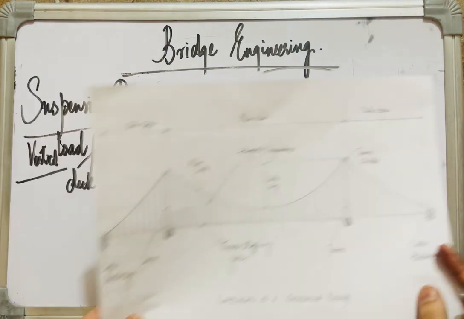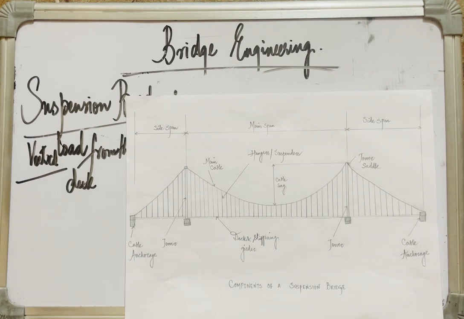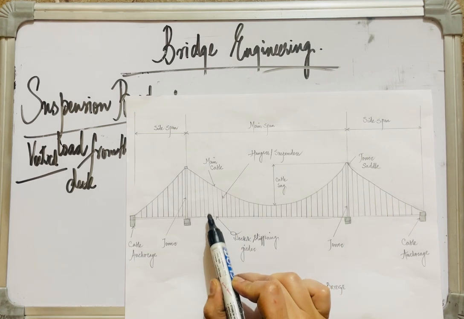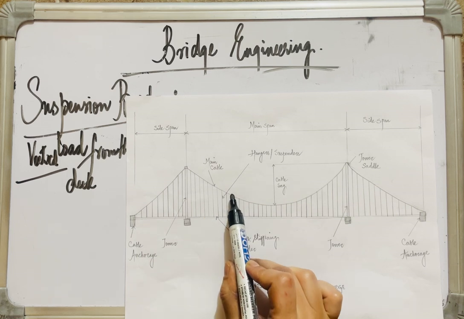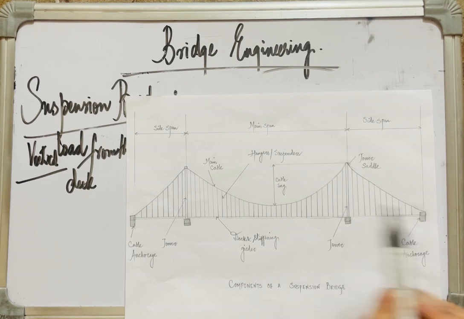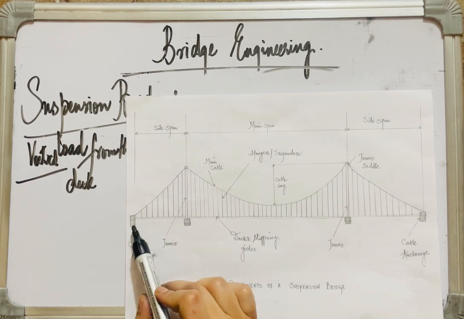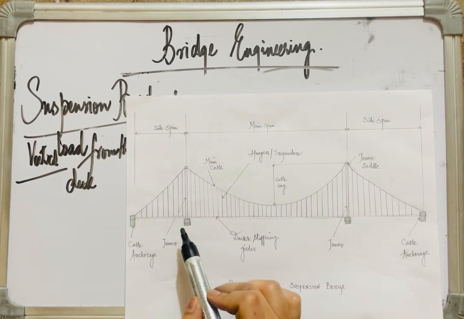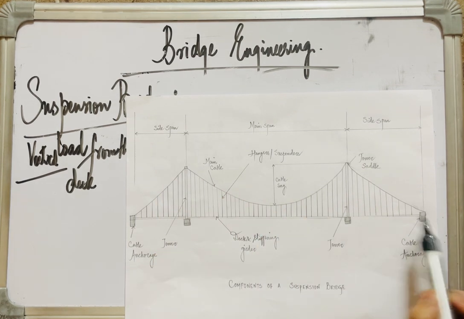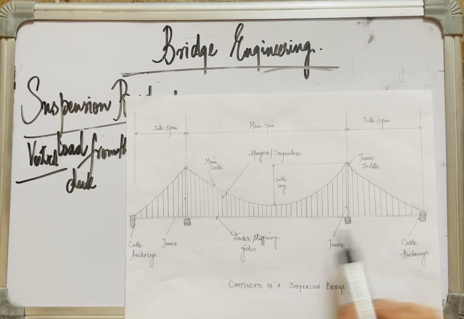All right, we'll study it again. The load that comes on the bridge deck first goes to the hanger, then to the main cable, from cable to tower and anchorages, and from anchorages and towers to the ground below. This is the load transferring mechanism in the case of a suspension bridge. And this distance from the cable anchorage to the tower first is a side span, and this is also a side span, and this is the main span.